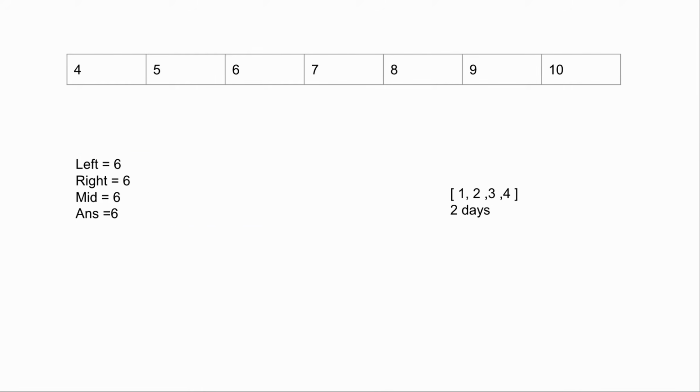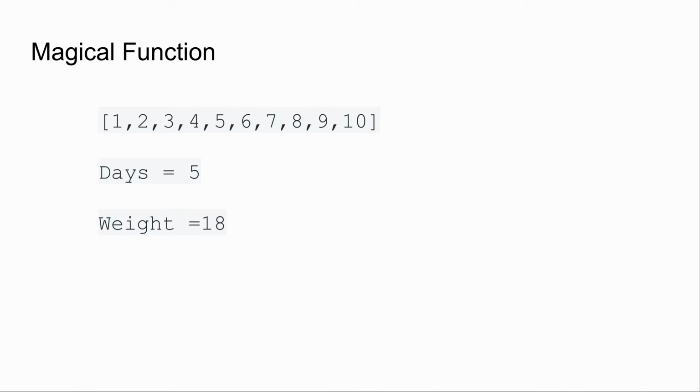Okay, so let's get into the magical function. I was talking about the magical function, right? That will say whether you can ship within d days or not. So let's get into this magical function. So how do you implement this?